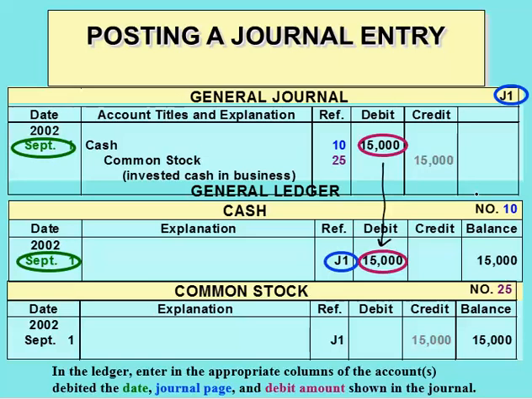Now the next step in this process, you can see the general journal has a page number. All of them do. This one happens to be page 1, J1. So we take that and we write it into the reference column of our ledger. This is important because now if we have a question about this particular transaction, we know where to go back to look, which page of the journal it's going to be located on, so we can go back and find it. Let's continue on and finish the rest of the posting process here.